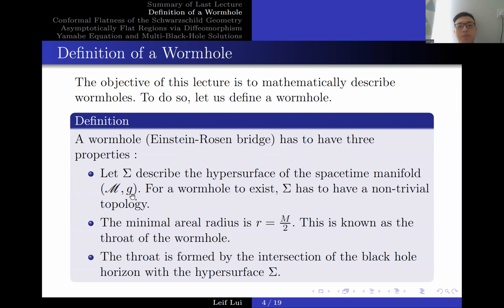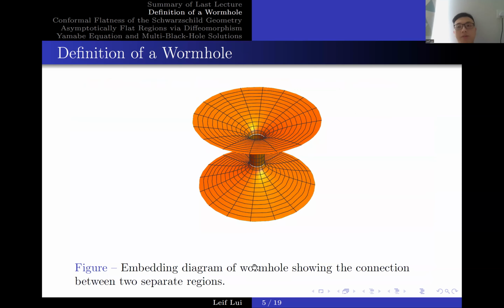The first property is, suppose that the surface is described by a hypersurface sigma of a spacetime manifold M. For a wormhole to exist, sigma has to have a non-trivial topology. And additionally, it has to have a minimal areal radius, where r is equal to m over 2, where m is the mass and r is the radius. This is known as the throat of the wormhole. Finally, the throat of the wormhole has to be formed by the intersection of two black hole horizons with the hypersurface sigma. That was the mathematical definition.